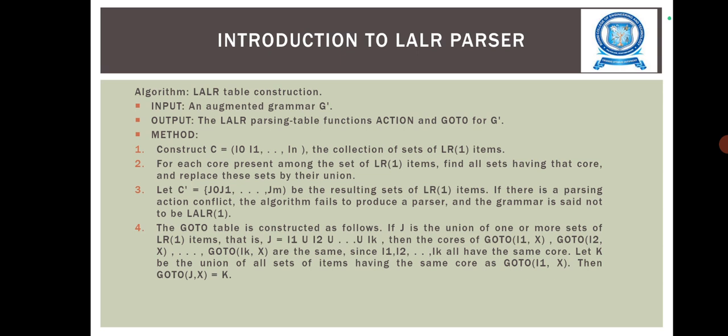The goto table is constructed as follows. If J is the union of one or more sets of LR(1) items, that is J = I1 ∪ I2 ∪ ... ∪ Ik, then goto(I1, X), goto(I2, X), ..., goto(Ik, X) are the same, since I1, I2, ..., Ik all have the same core. Let K be the union of all sets of items having the same core as goto(I1, X). Then goto(J, X) is equal to K.